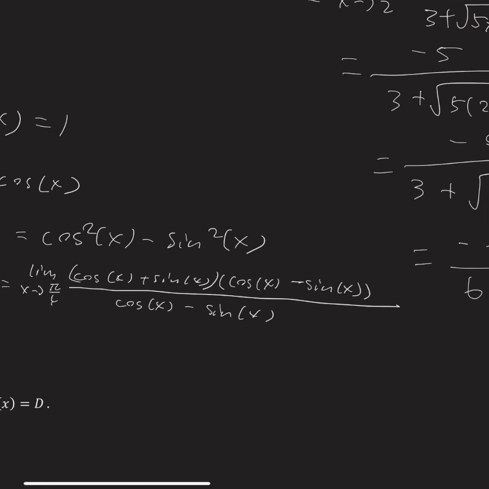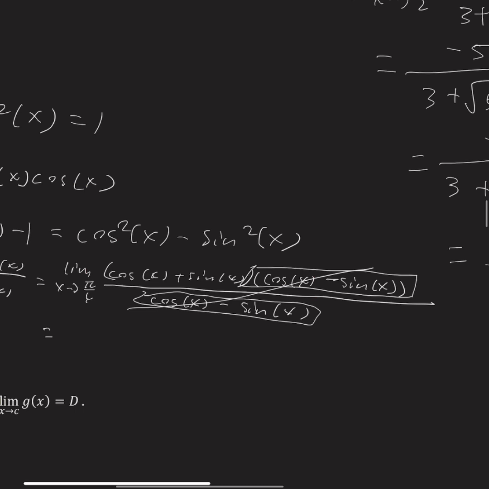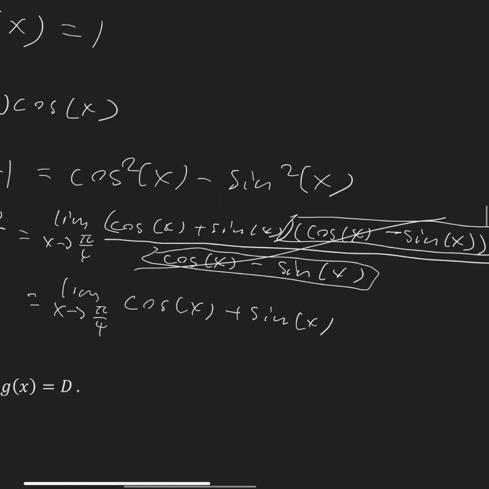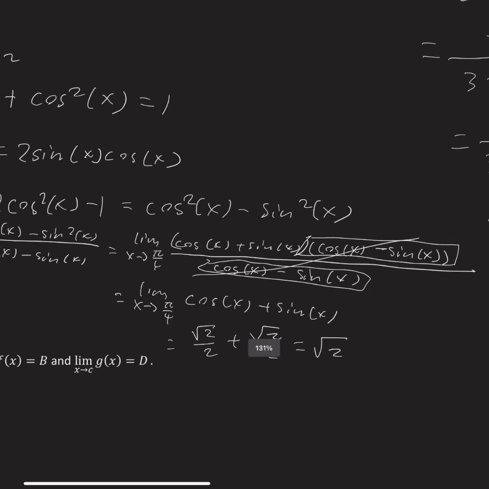We see here, we can cancel out this term and the bottom term. Canceling out, we are left with the limit as x approaches pi over 4 of cosine of x plus sine of x. That's equal to square root 2 over 2 plus square root 2 over 2, which is equal to square root 2.